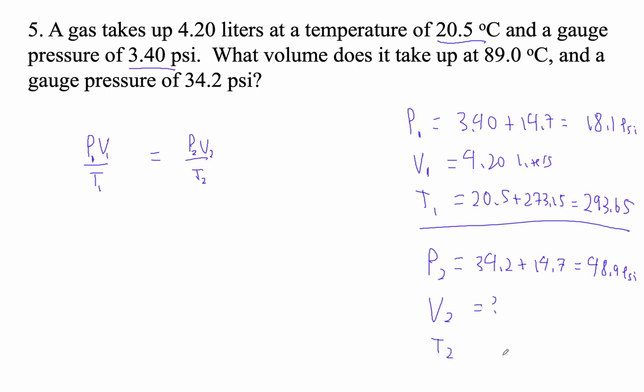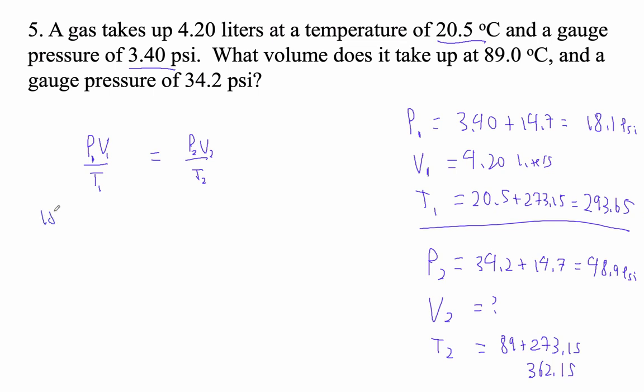T2 is, ooh, it's heated up. Things are heating up. Okay, so it's 89 degrees more than 273.15. All right, so what is that? 89 plus 273.15. Oh, that's cool. 362.15. Right, so now we can just plug in our numbers, right?